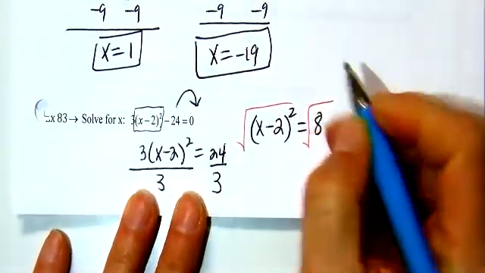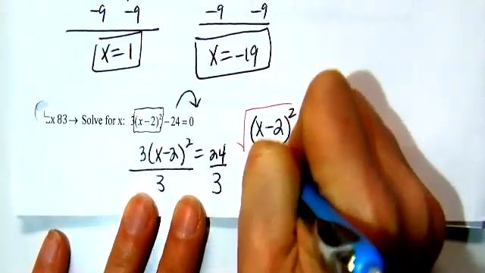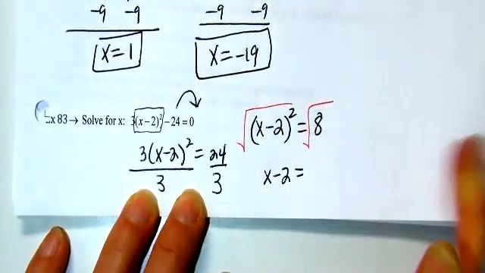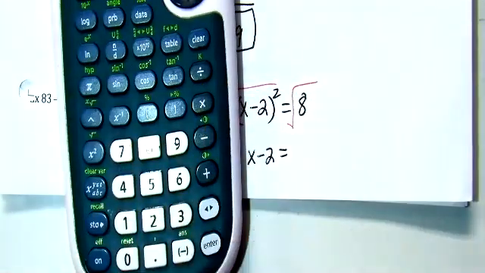So one thing we need to be aware of again is this is x minus 2, and the square root of 8 can simplify. If we do that in our calculator, you're going to see that it is 2 square roots of 2.